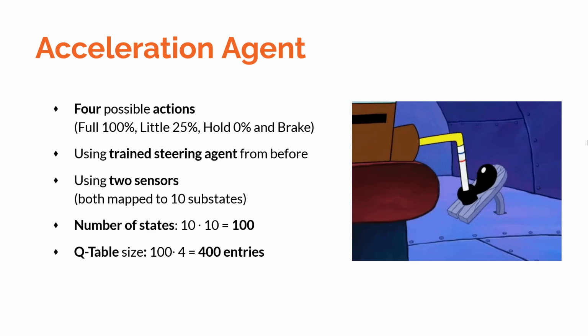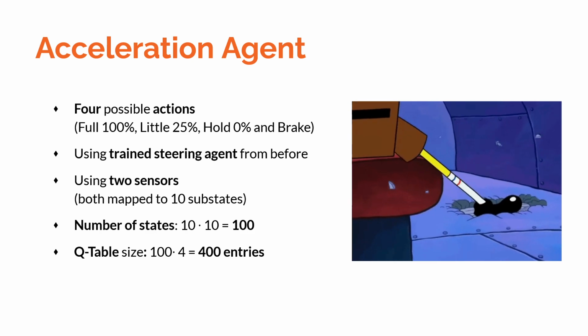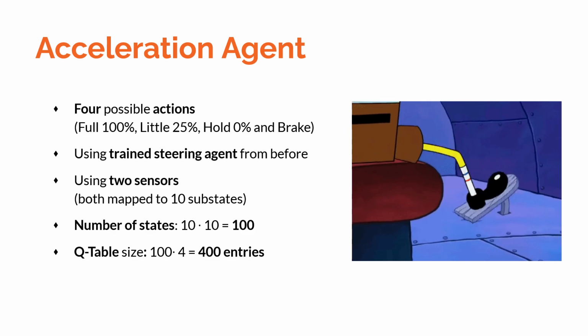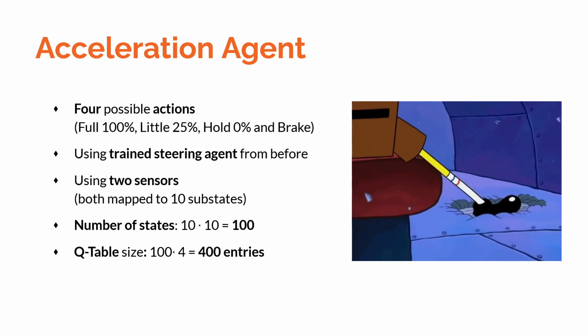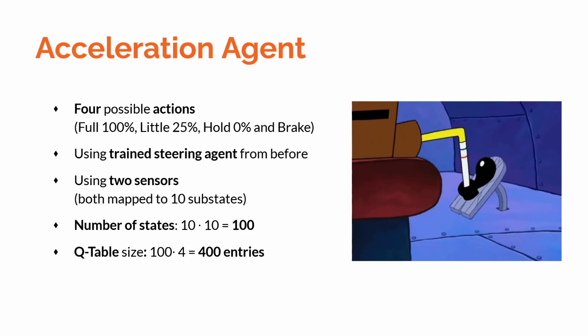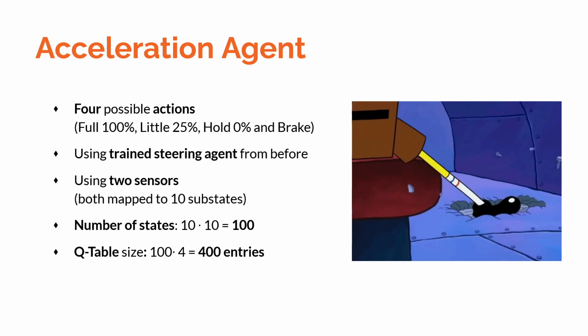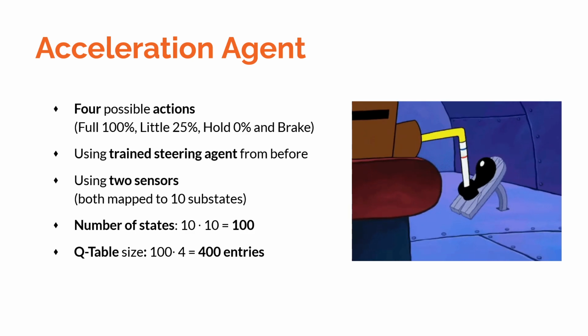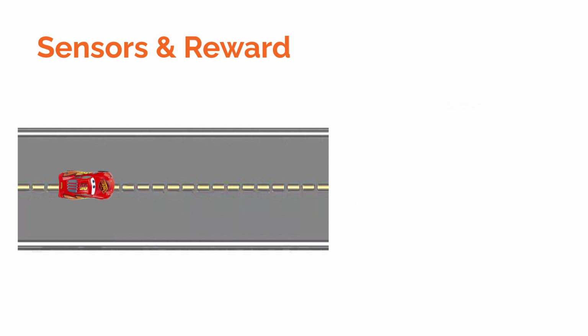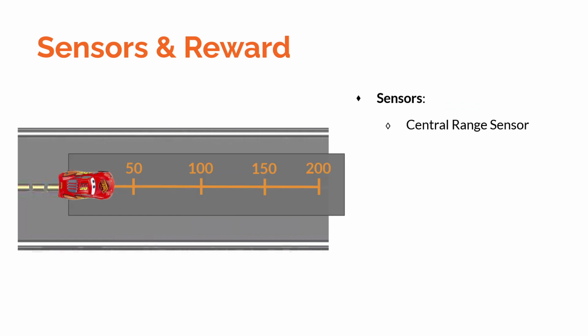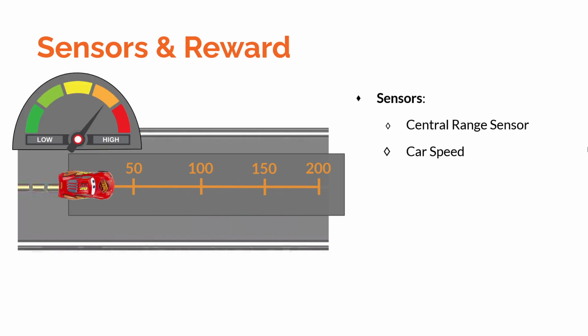And now to the acceleration agent. I defined 4 possible actions: full gas, only a little, no gas at all, and even braking. And we're using the trained steering agent from before and 2 sensors. Both of those sensors are mapped to 10 substates, so that means 100 states in total and a Q table size of 400 entries. The sensors we use this time are number 1, the central range sensor, which just tells us how far away the nearest obstacle is, and the car speed. How fast is the car currently going?